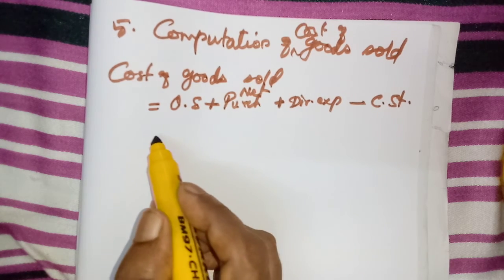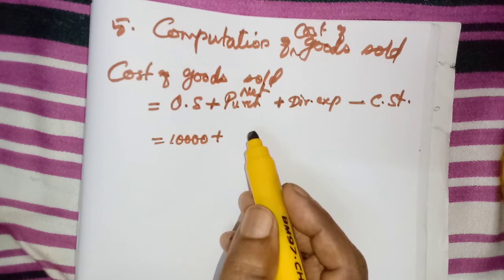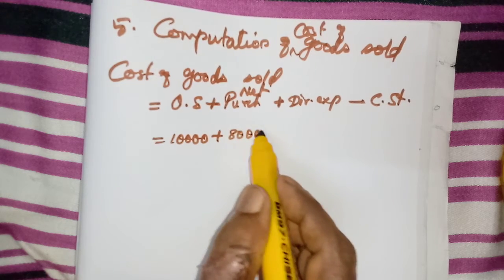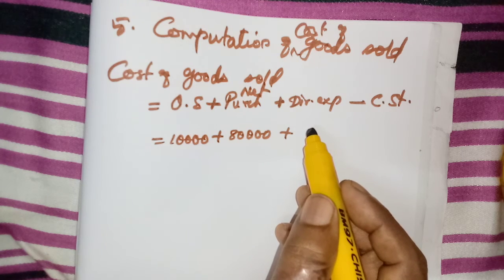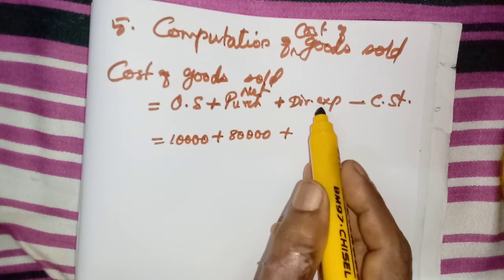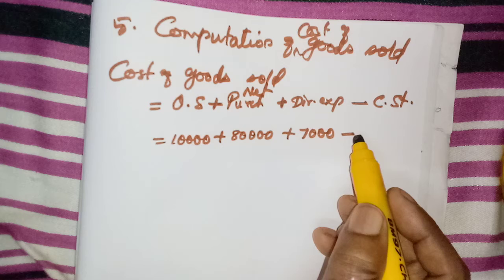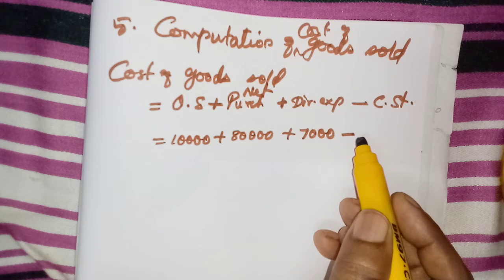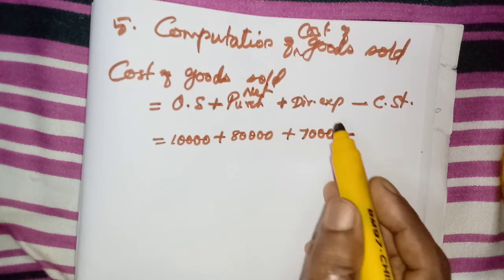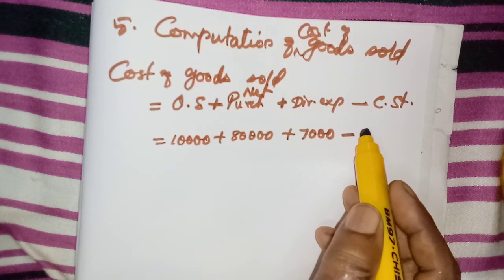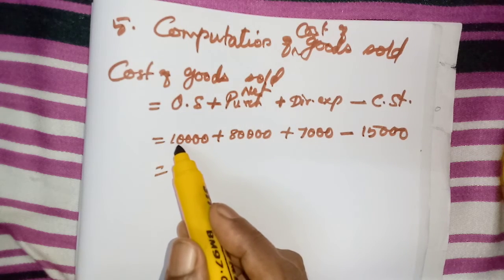Opening stock 10,000. Purchases, only one purchases, isn't it? 80,000. Then direct expenses, both given, direct expenses and indirect expenses. Here we should take only the direct expenses. Okay, 7,000. The indirect expenses will not come. Okay, just to confuse you, they have given that item. Okay, but you have to just leave that item. Direct expenses 7,000 minus closing stock. Closing stock is 15,000.